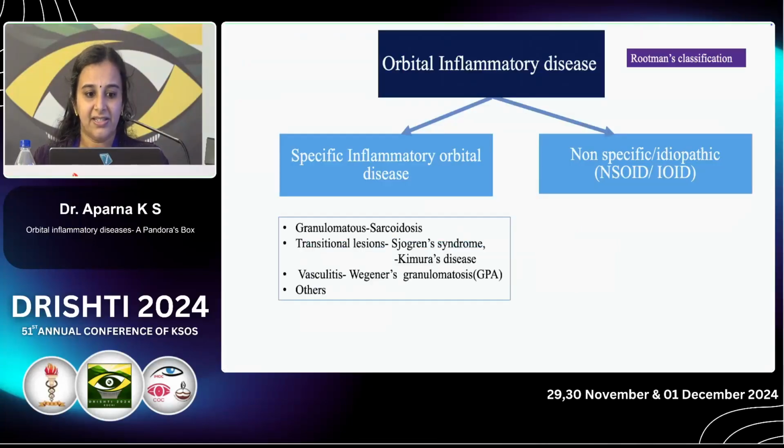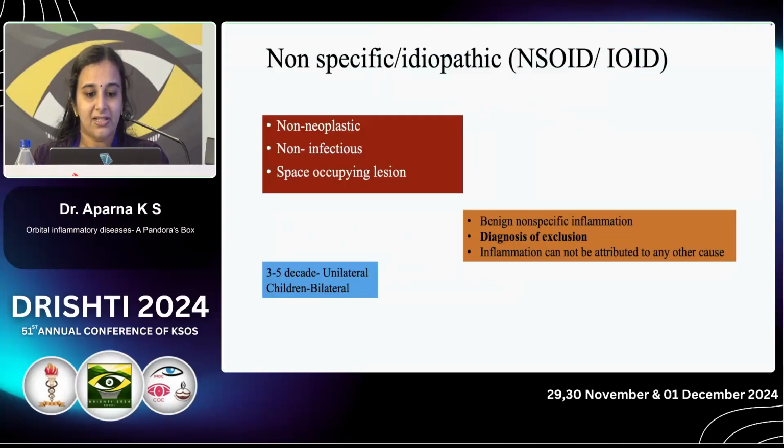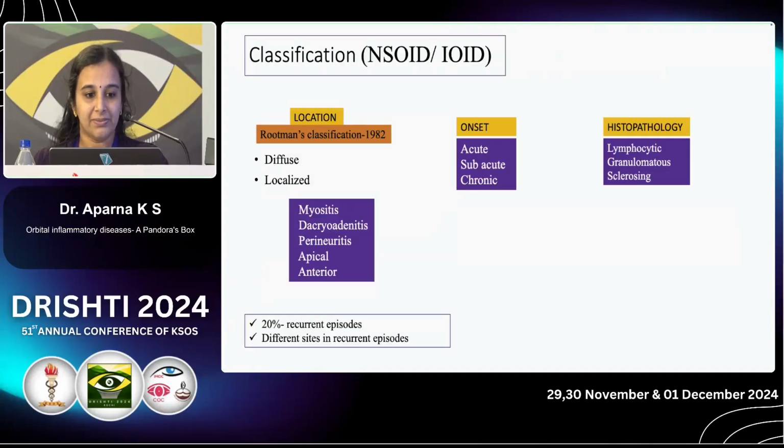Rootman has classified it into two groups: specific inflammatory diseases and non-specific or idiopathic orbital inflammatory diseases. Specific can be due to specific causes like sarcoidosis or granulomatosis with polyangiitis. Non-specific ones are space-occupying lesions which are non-neoplastic and non-infectious. Basically, it is a diagnosis of exclusion. Based on location, the IOID can be classified into diffuse or localized, as in myositis, dacryoadenitis, perineuritis, apical and anterior.